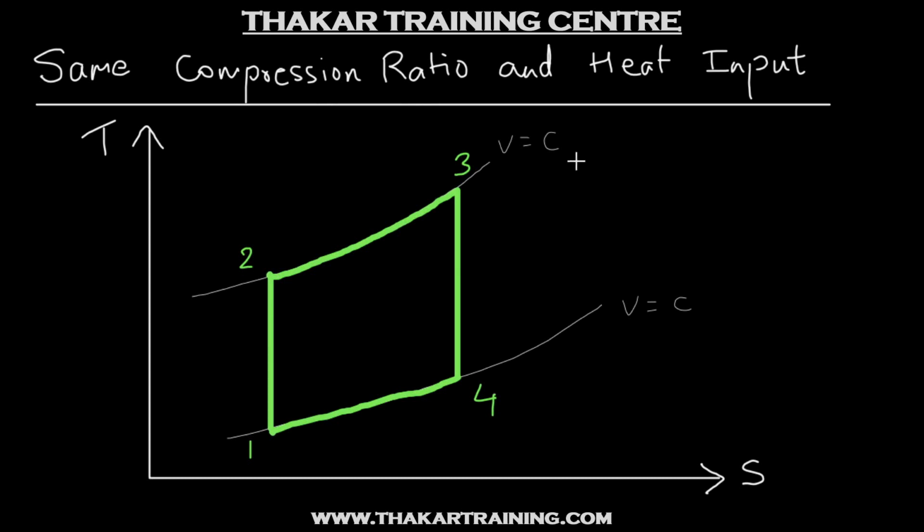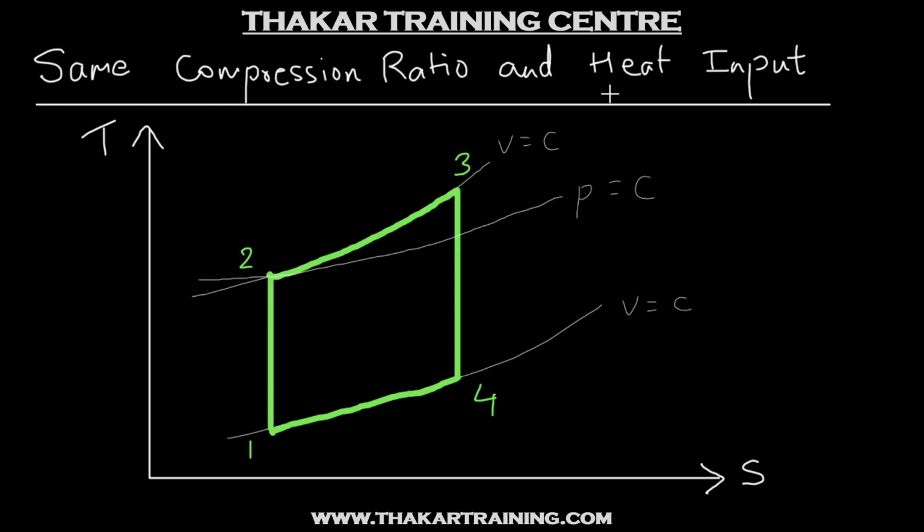If you are aware, the constant volume line has a greater slope in the TS diagram as compared to a constant pressure line. So a constant pressure line at point 2 would look something like this. It will have a lesser slope as compared to a volume line. And then we are going to have a heat addition process along this constant pressure line.